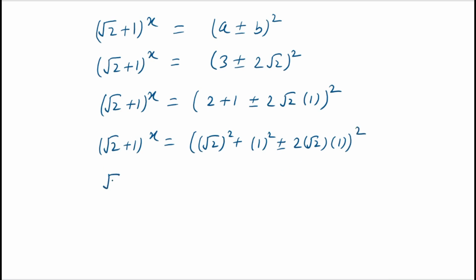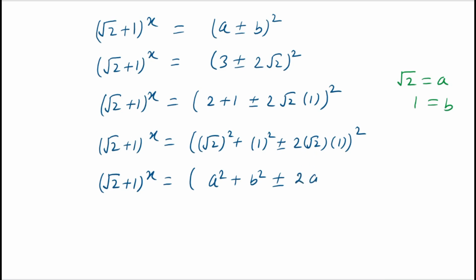In left hand side, (√2 + 1)^x equals, in right hand side, if we apply substitution and substitute √2 as a and 1 as b, then the right hand side is a² + b² ± 2ab, where 2√2 is 2ab. So (√2 + 1)^x equals a² + b² ± 2ab, which is (a ± b)² whole squared.